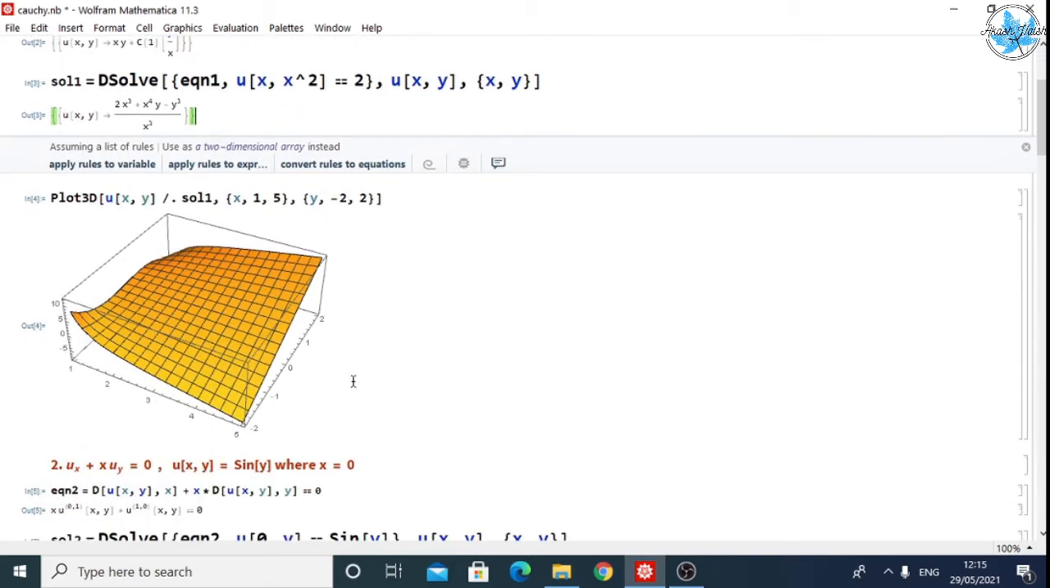I hope this example is clear to you. So let's see the second example.